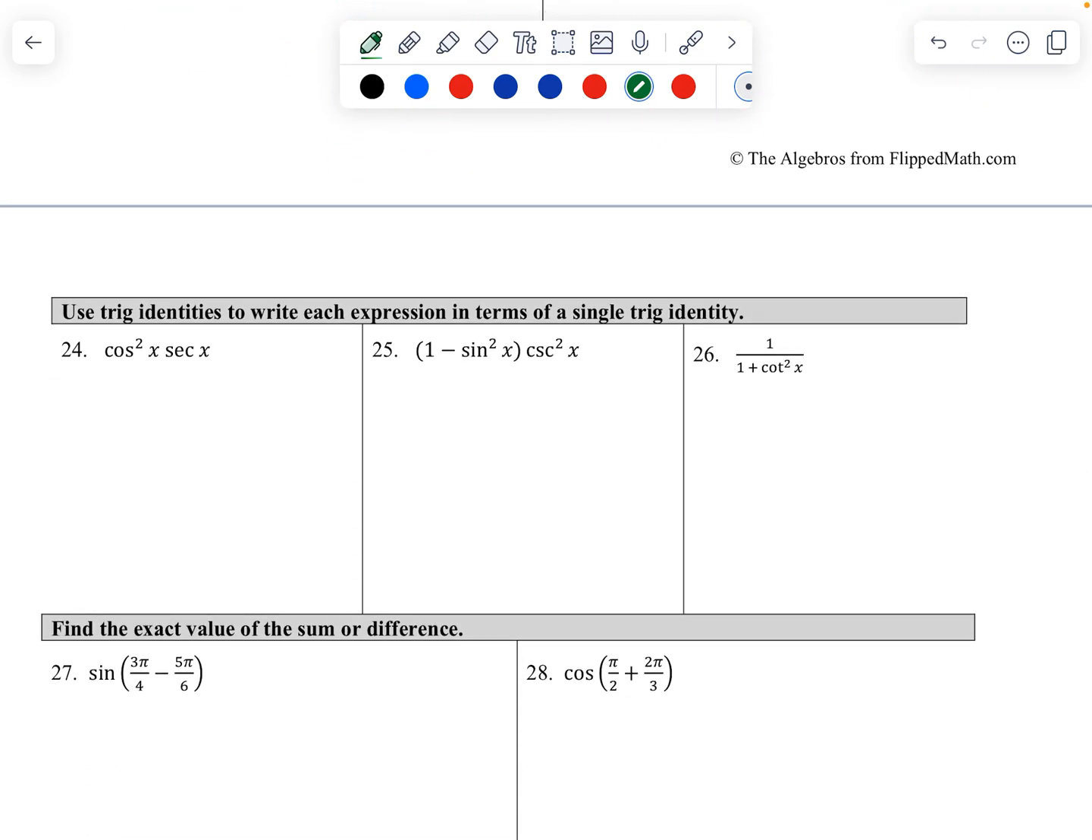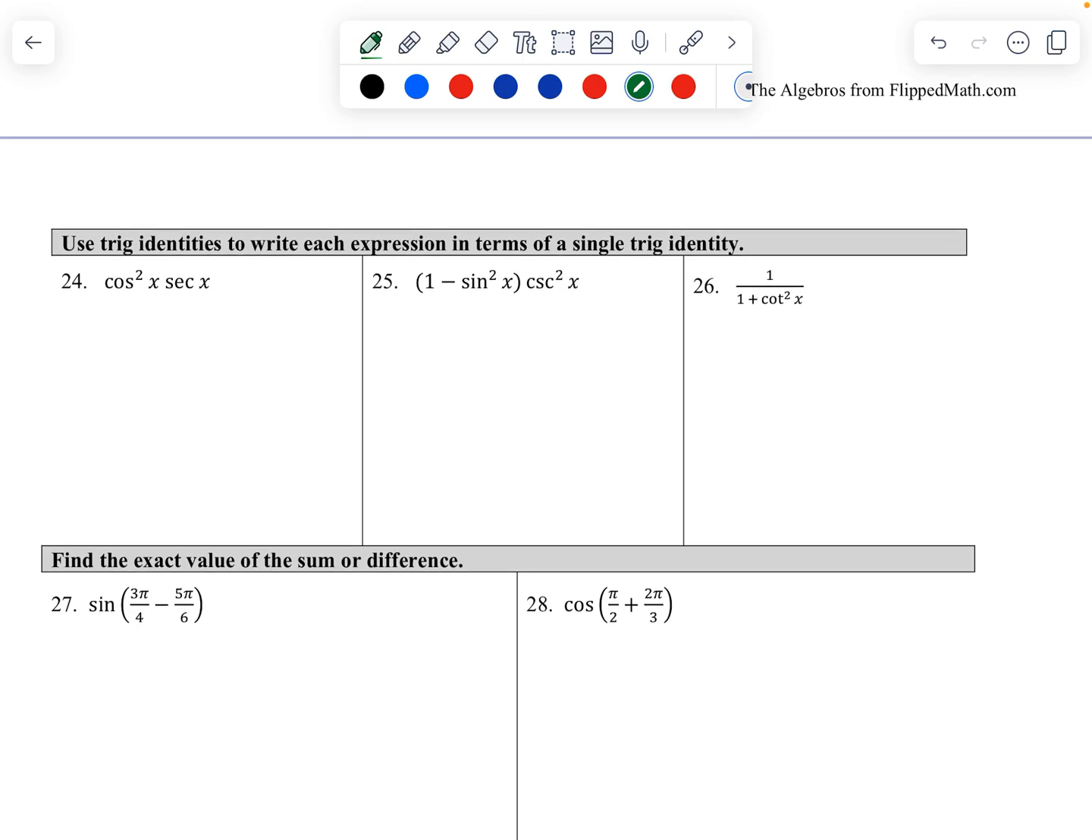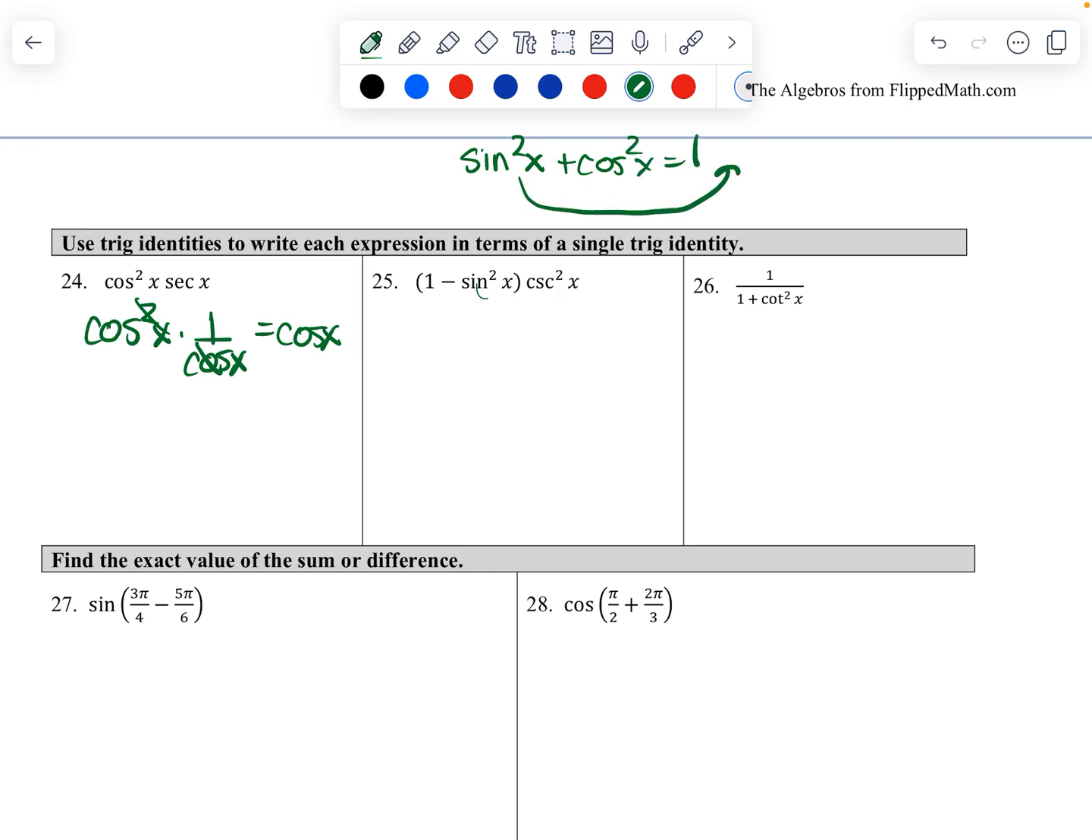All right, now on to some trig identities here. So rewrite as a single trig identity. So we can start by rewriting in sine and cosine. So we're left with just the cosine of x. Now, as soon as I see that squared, I start thinking of that Pythagorean identity. So 1 minus the sine squared, this whole thing is cosine squared, times 1 over the sine squared of x. So that's cos squared of x over sine squared of x, which as a single identity is the tangent squared.